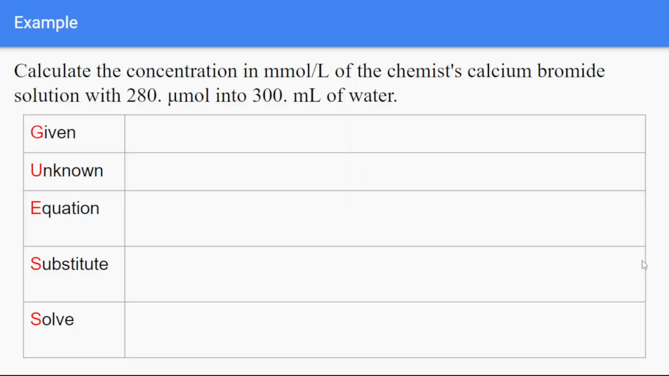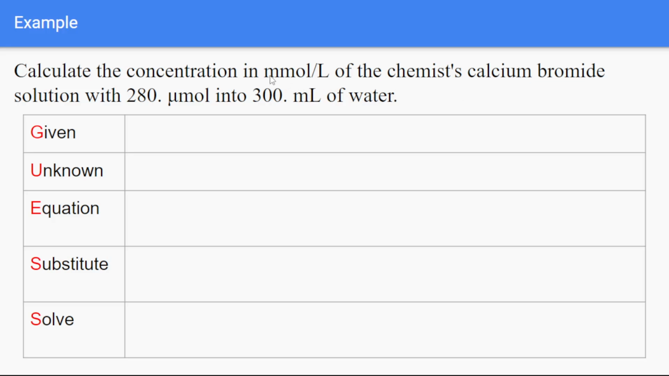Now, when you're calculating molarity, you have to pay very close attention to the units. In this case, calculate the concentration in millimoles per liter of a chemist's calcium bromide solution that has 280 micromoles in 300 milliliters. Notice none of our units really match up. We have milli here, that's kind of nice, but then we have micro there. So, you have to make sure that all of your units are going to correspond to each other.